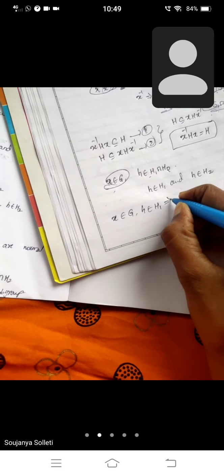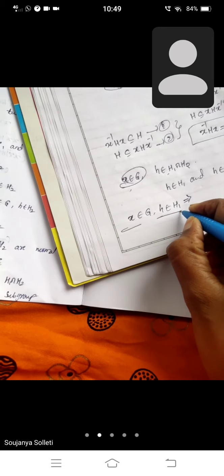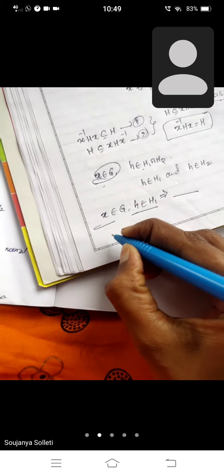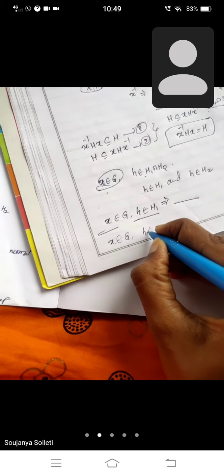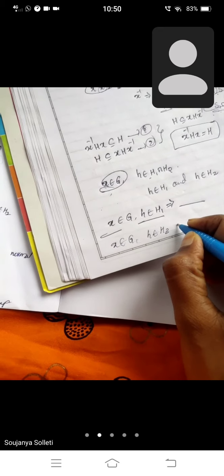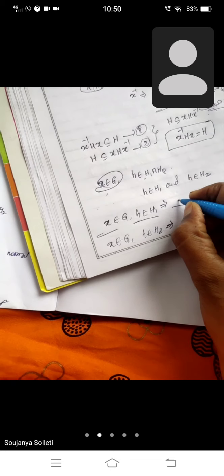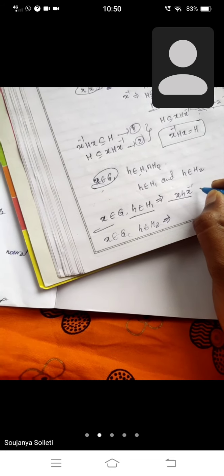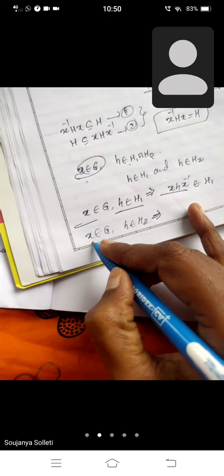So what is the definition of normal subgroup? x belongs to G and h belongs to H1. What is the definition of normal subgroup? Anyone? Normal subgroup definition: x h x inverse belongs to H1.